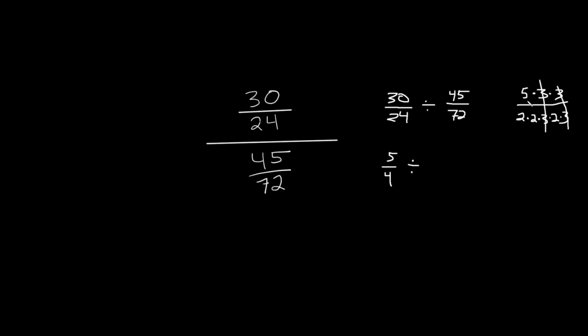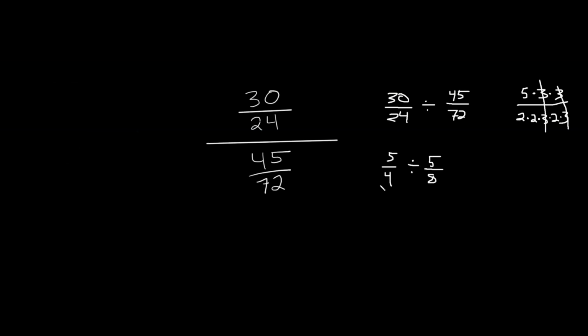So our numerator would be 5. That's all that's left up here. And the denominator would be 2 times 2 times 2. Well, this is 4 times 2, and that is 8. And then it looks like these are simplified, so we can rewrite this fraction.